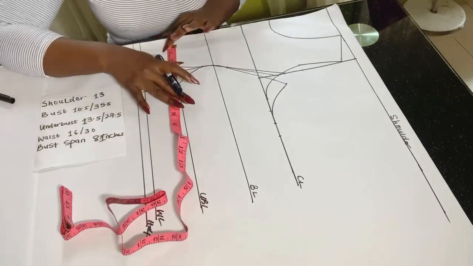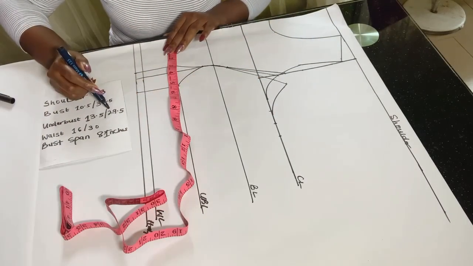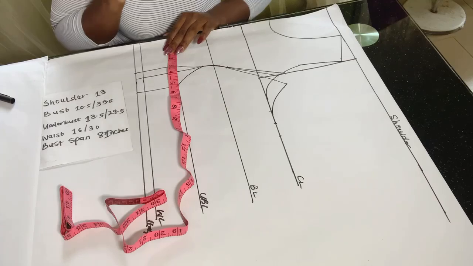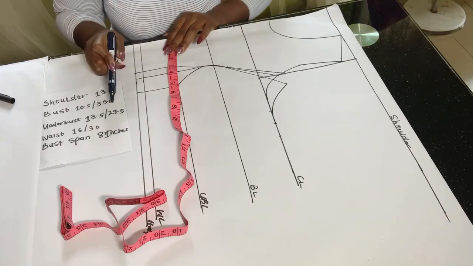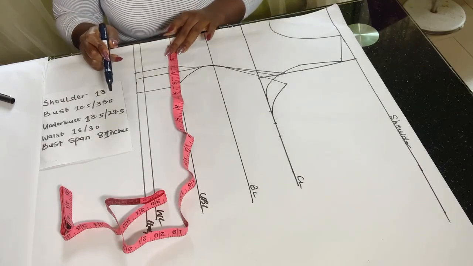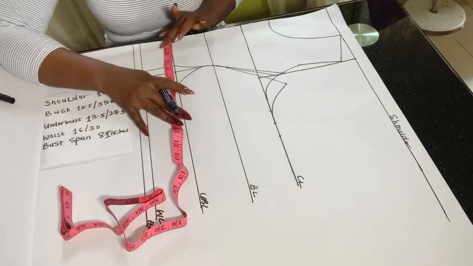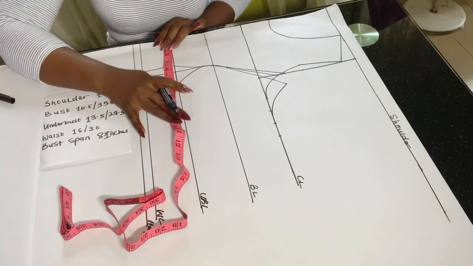Then now we're moving to our under bust. Our under bust measurement is 29.5. So whatever your under bust measurement is, take it, then you divide it by 4. So mine is 29.5. I divide that by 4. I have 7.375 or so.